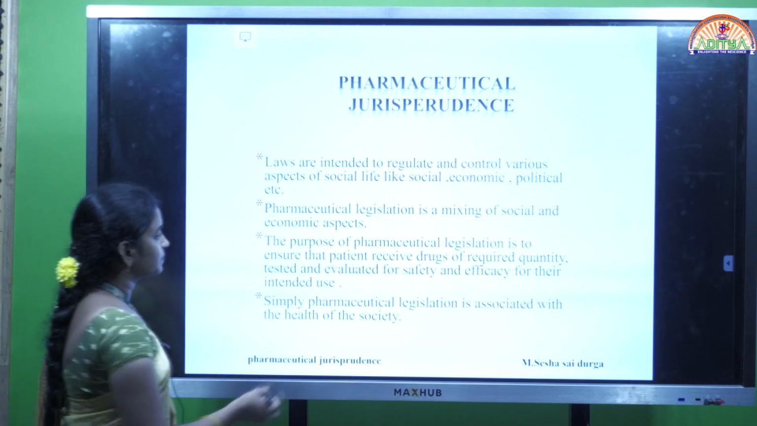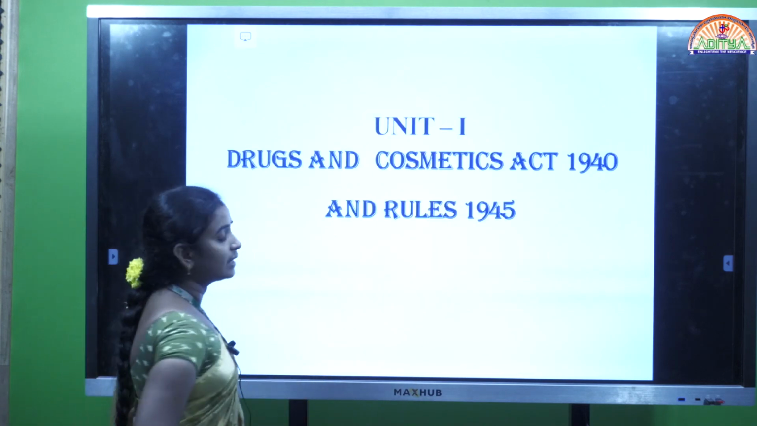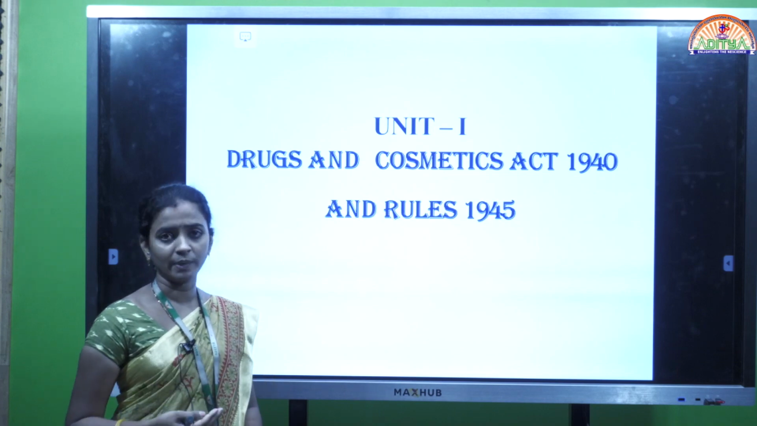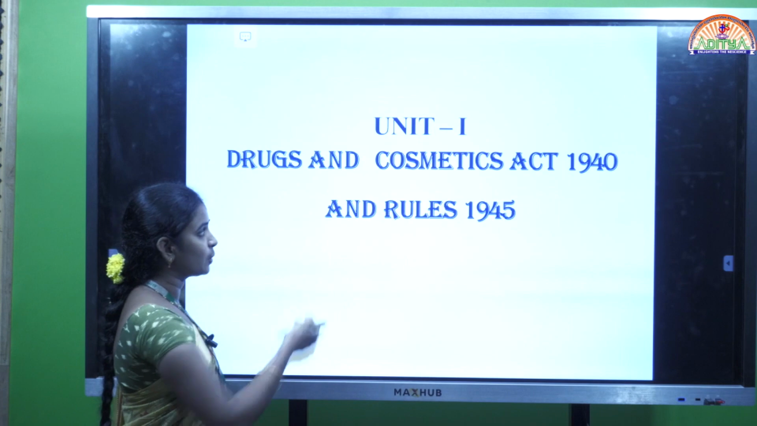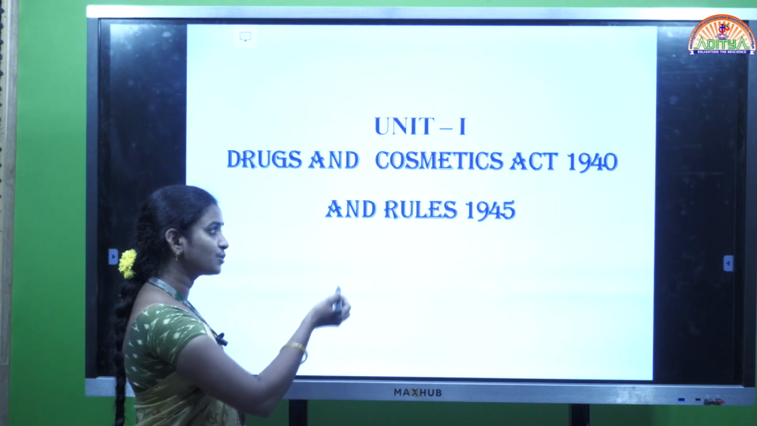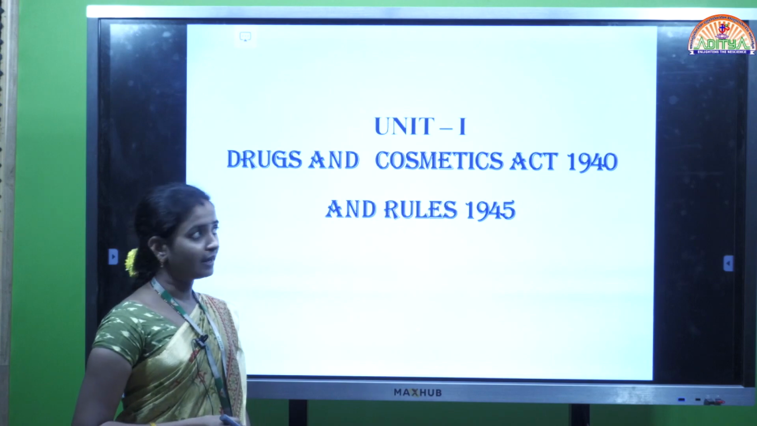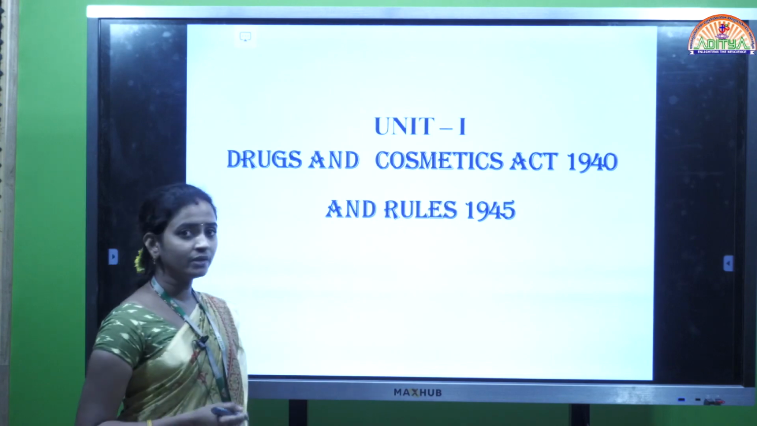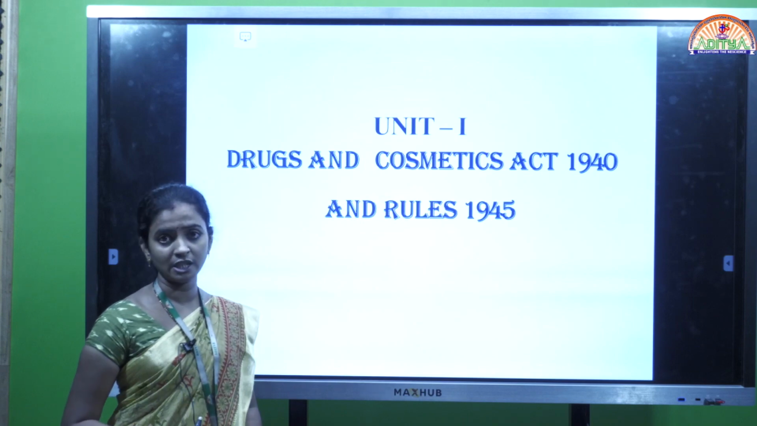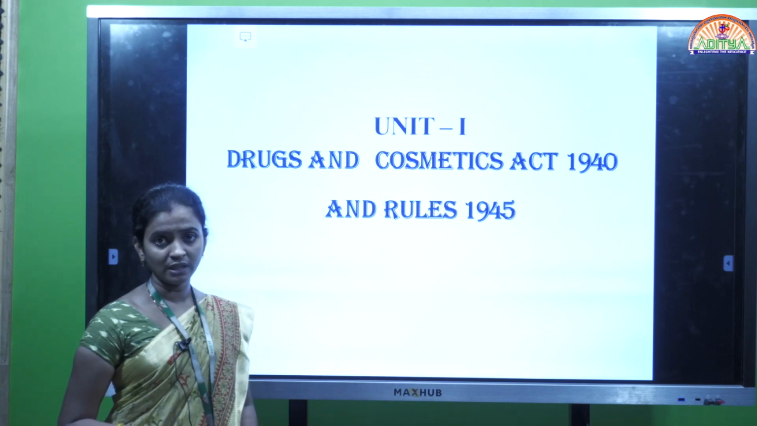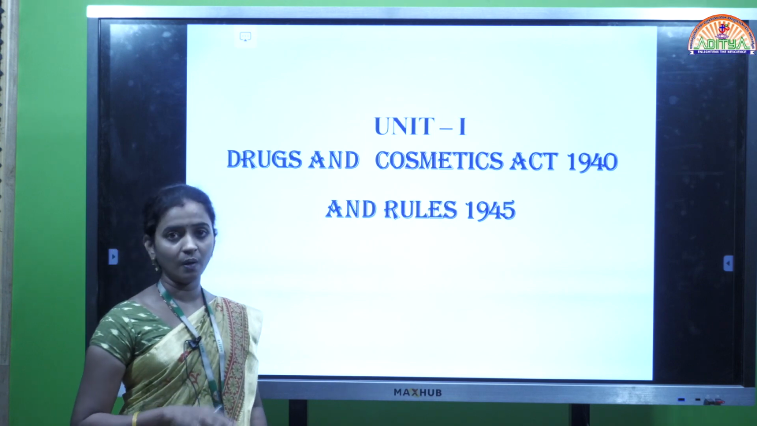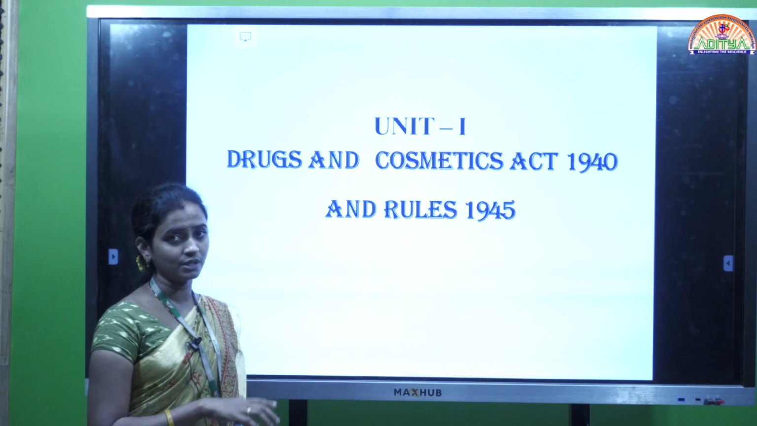And after that, in this pharmaceutical jurisprudence, we have different types of topics, like one of the topics is the Drugs and Cosmetics Act 1940 and its rules 1945. In this topic we will learn how to manufacture medicines and cosmetics and what the regulating bodies are, and at the same time how to sell, import and export. All these activities we will learn in this topic.